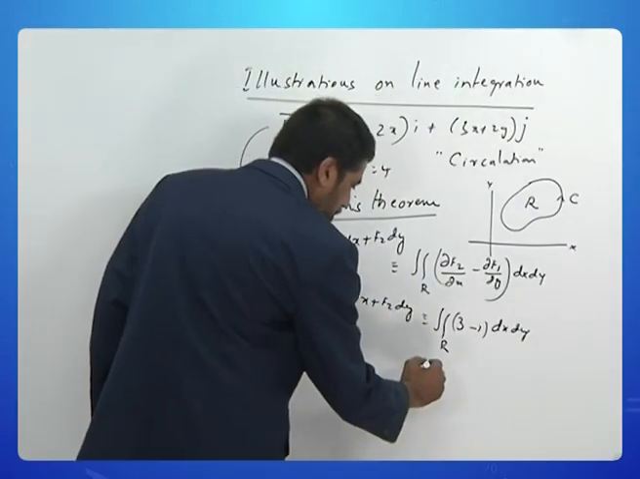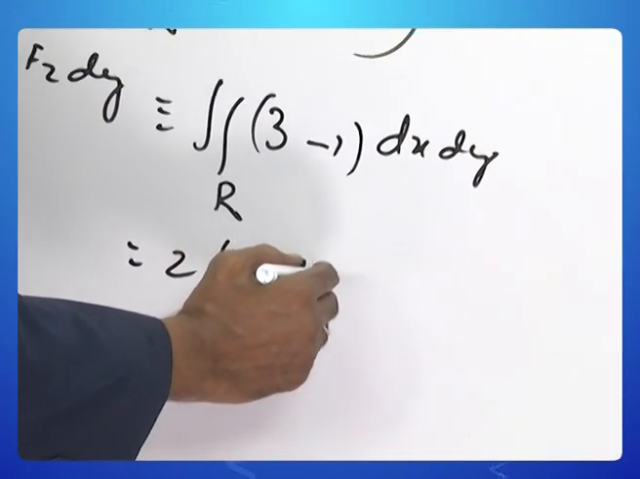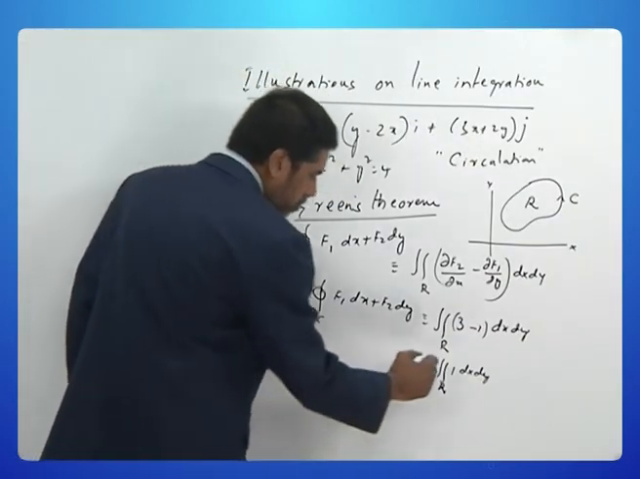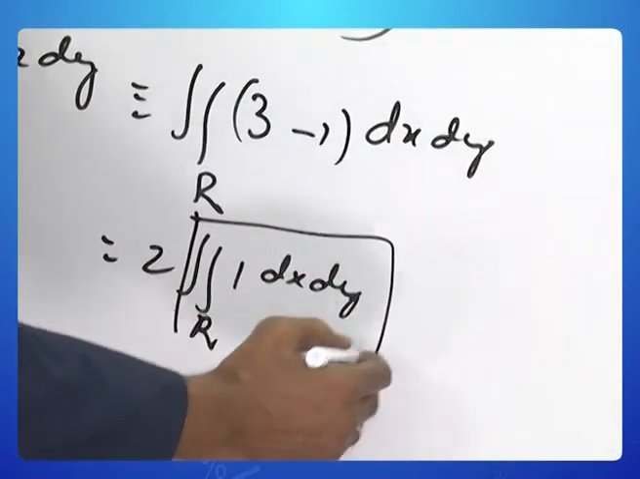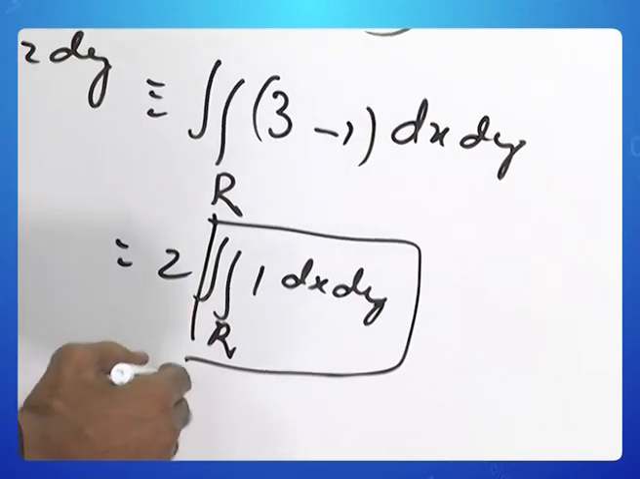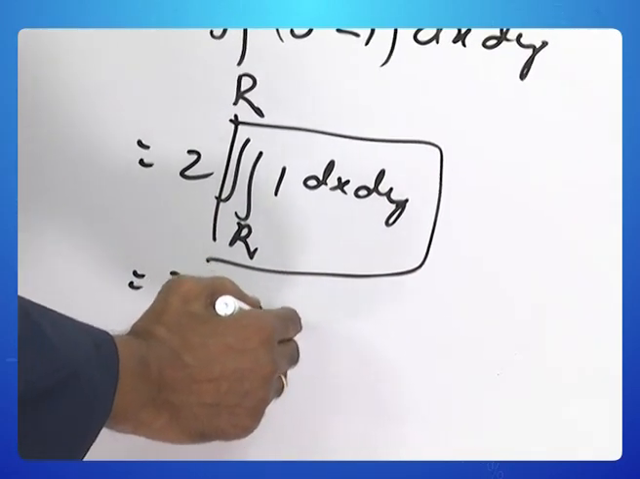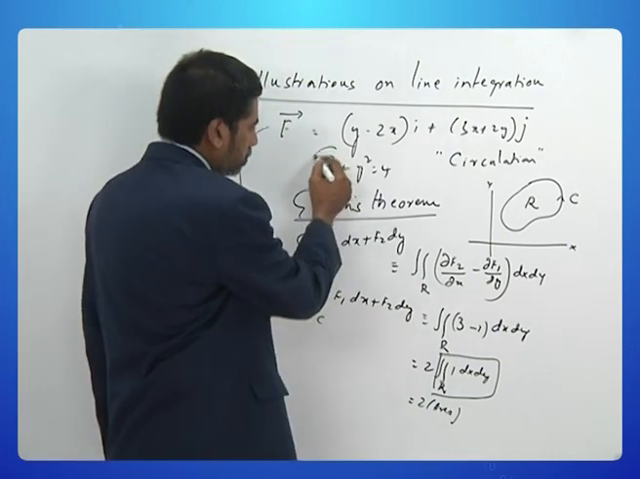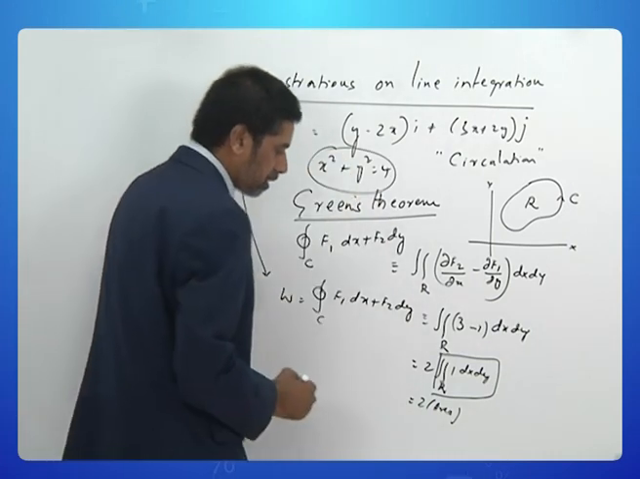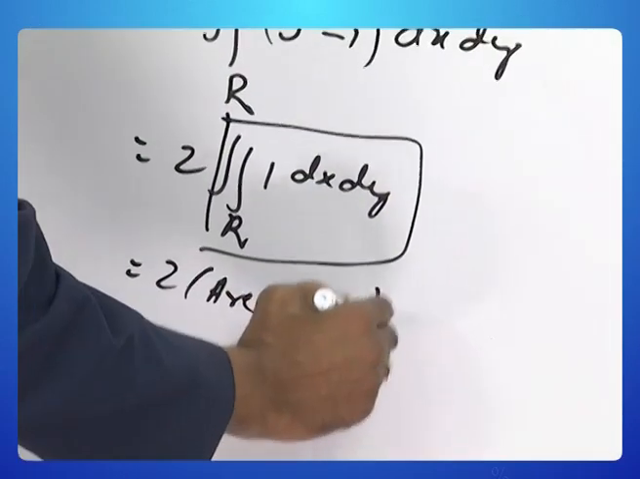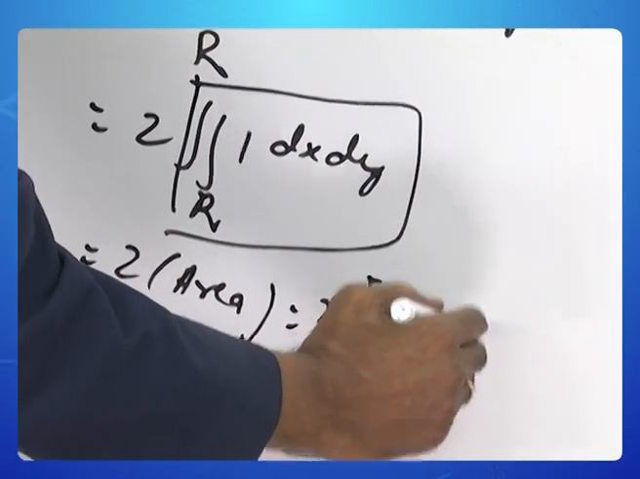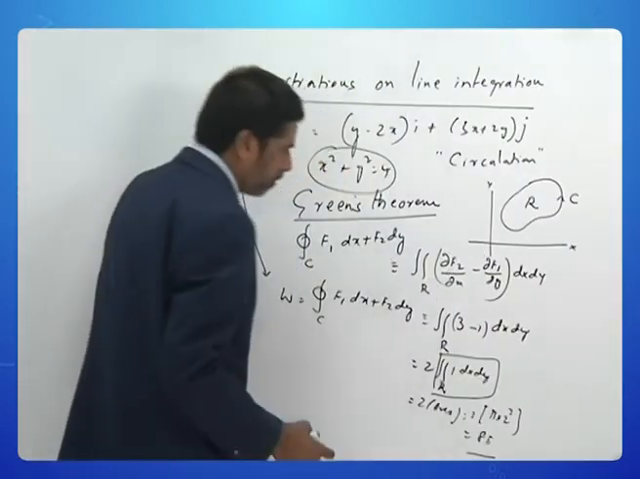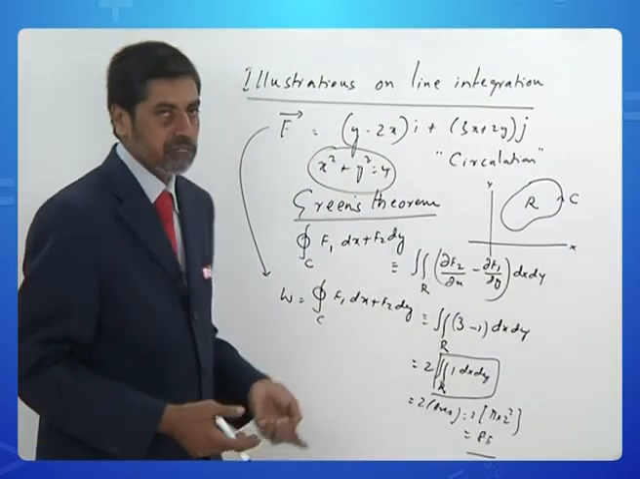This is nothing but twice double integral 1 dx dy. And all of us know that double integral 1 dx dy is nothing but the area of this circle. The area of the circle is pi r square. So 2 into pi into 2 square. So that is how you get 8 pi very easily using the Green's theorem.